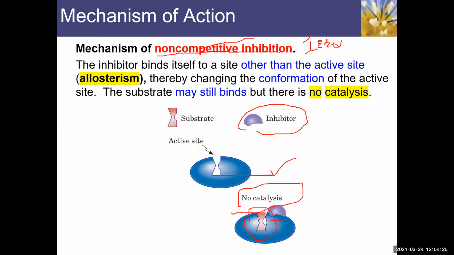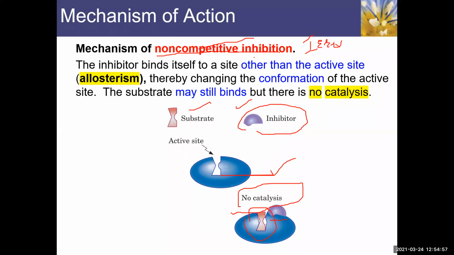Is it clear? So point number one you have to remember here: in non-competitive inhibition, the inhibitor does not bind to the active site, it binds to a different site on the enzyme. It does not bind to the substrate binding site. Very, very important point to remember. Point number two: are the inhibitor and substrate structurally similar? Of course not. They are not structurally similar.